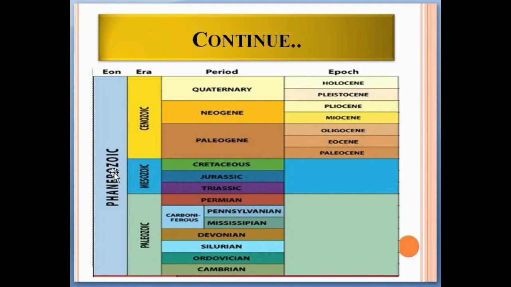As you can see, this is the eon, this is the era, this is the period and this is the epoch. An eon has a large time interval, which can be hundreds of millions of years, and then eons have eras, eras have periods, and periods have epochs. We will learn these time scales individually in the next slide.